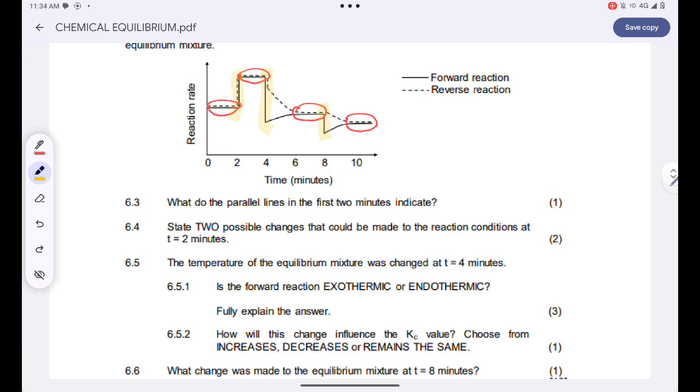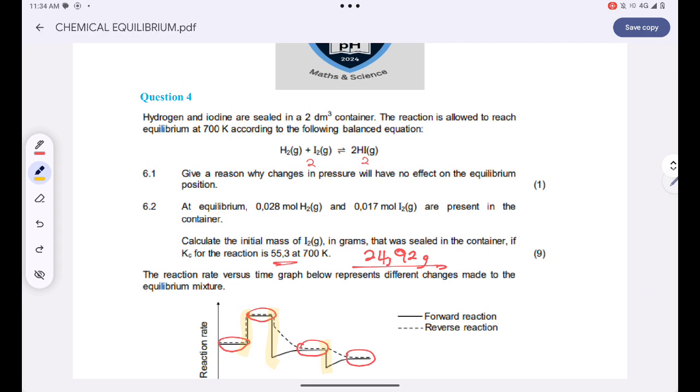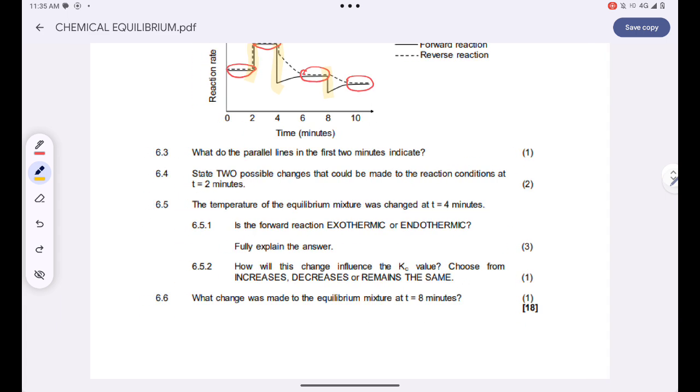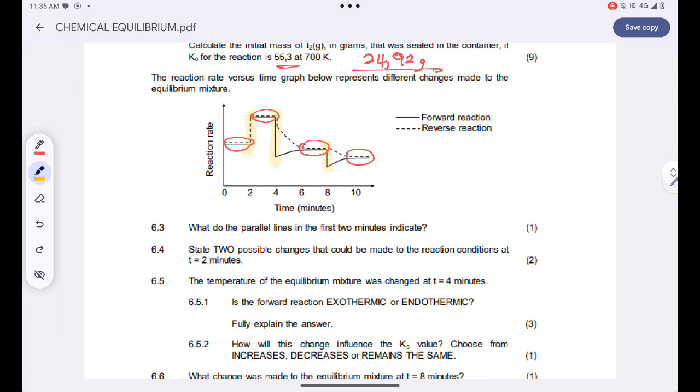We could have increased the pressure. By increasing the pressure, guys, you're just increasing the rate of both the forward and the reverse reaction. Why? Because pressure has no effect. Remember the first question, guys? Pressure has no effect since you have an equal number of gases on the left hand side and also on the right hand side. So the two possible changes that could have happened at time equal to 2 minutes: you could have only added a catalyst or increased the pressure.